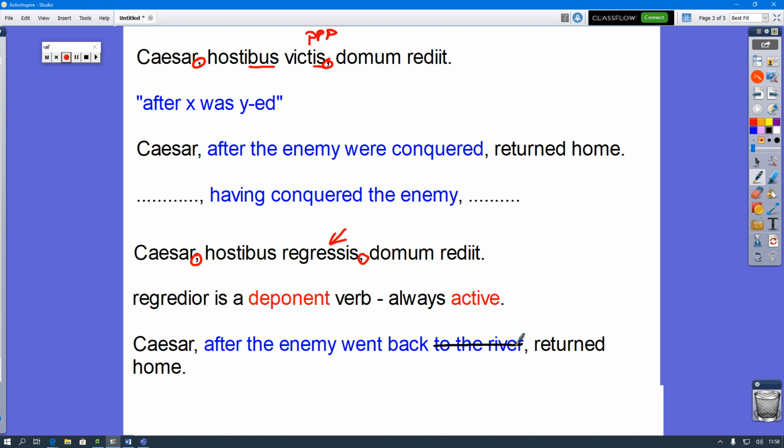Otherwise, "after X was Y'd" is how I translate an ablative absolute with a past participle.